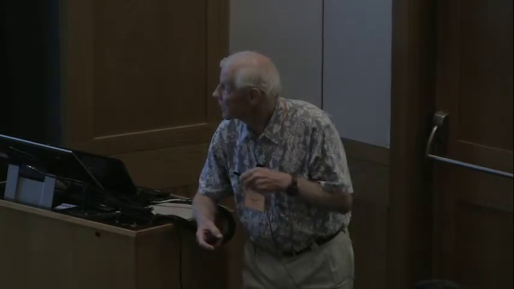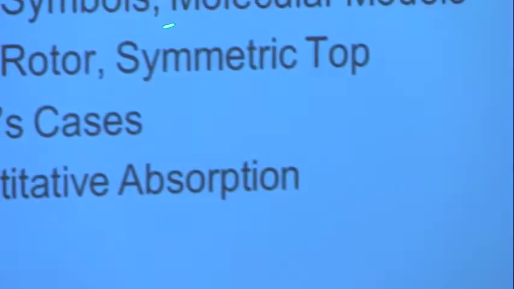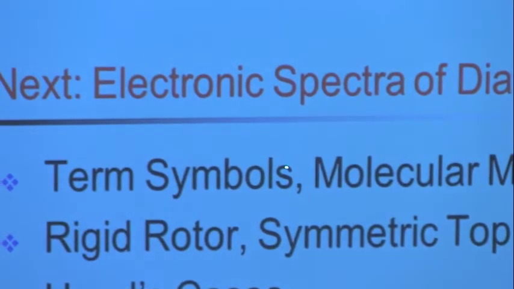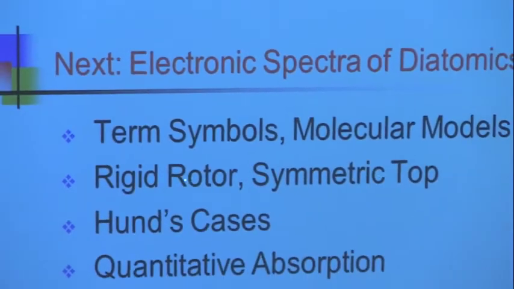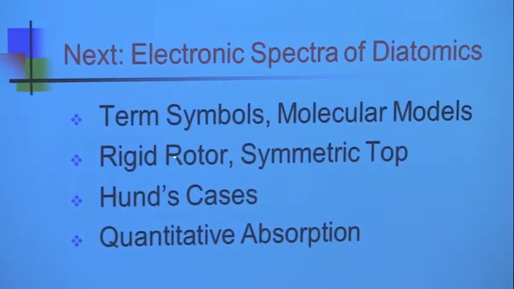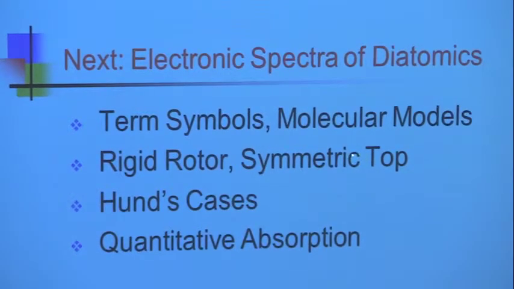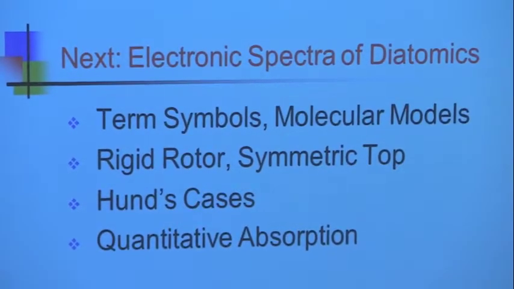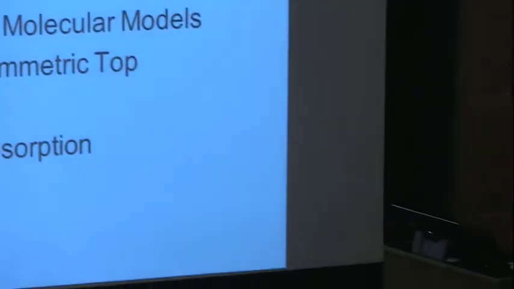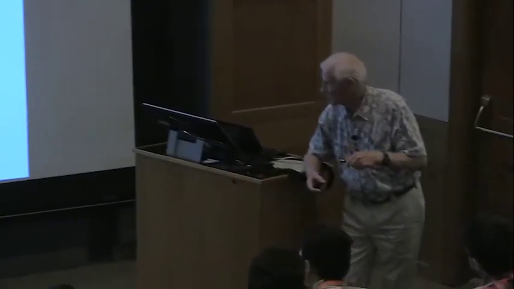Okay, so next, we're going to move on to electronic spectra. We're going to introduce some notation again for spectroscopy called term symbols. We'll look at certain example cases called a rigid rotor and symmetric top, and some other cases. So we're going to look at the 4 most common classifications of diatomic rovibronic spectra. And then we'll turn to a classic example.